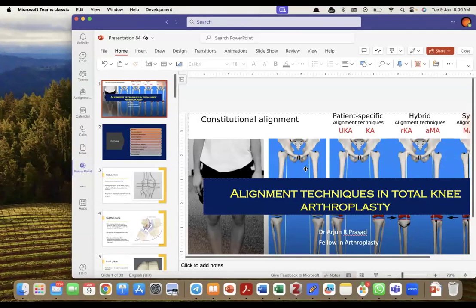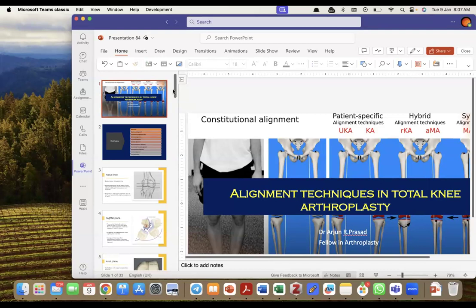Good presentation and overview of alignment techniques, Arjun. And this is now the very hot topic, which has been discussed in all the conferences and many seminars being conducted for this alignment concept. But as you mentioned in the various slides, still the mechanical alignment is the gold standard, and it has shown the long-term outcome. Only the mechanical alignment technique has more than 20 years follow-up till date, since Insall and Ranawat introduced this concept of neutral mechanical alignment.